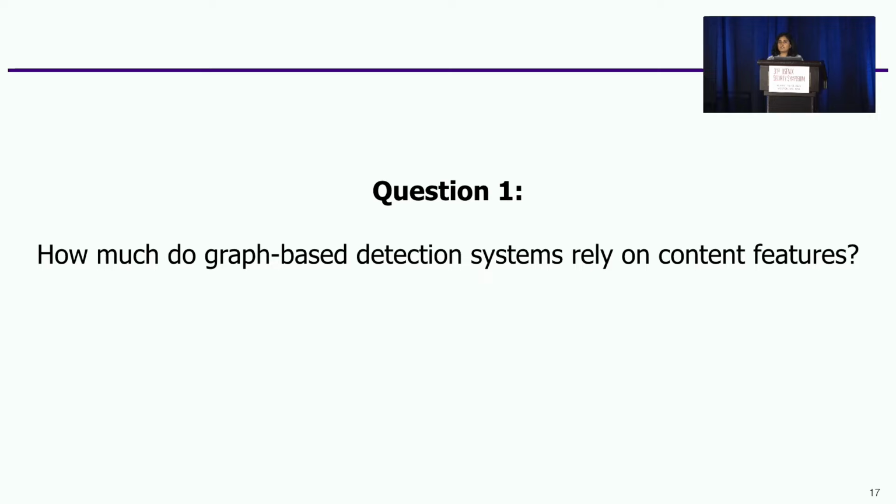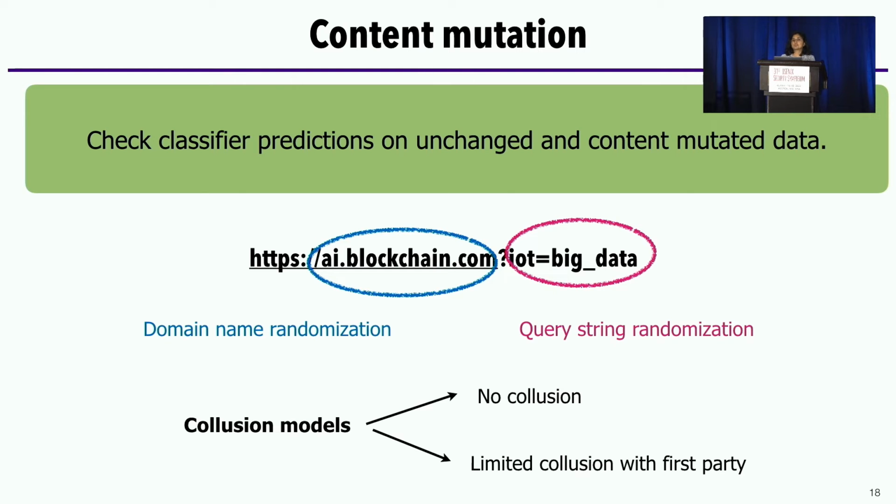So this leads us to our first research question, which is how much do these graph-based detection systems rely on content features? In order to evaluate this, we took a set of 10,000 pages. We ran AdGraph to classify all the URLs on the page as benign or ad and tracker. And then we performed content mutation, which consists of domain name randomization and query string randomization. And then we ran AdGraph again to see how the classifier's predictions change on this mutated data. And we evaluated this under 2 collusion models, one where the third party does not collude with the first party, and the second one where the third party has limited collusion with the first party.